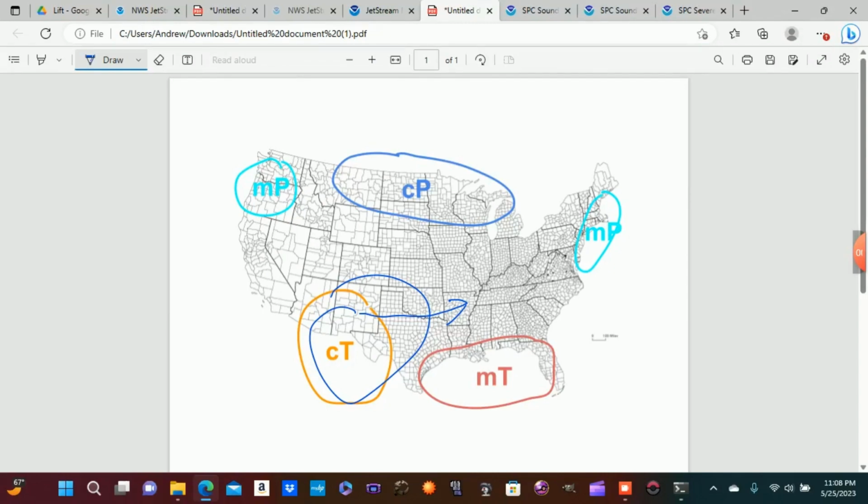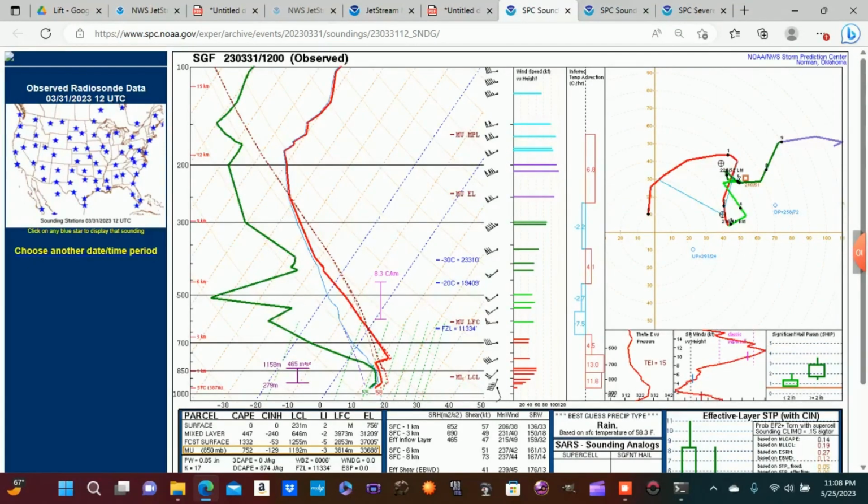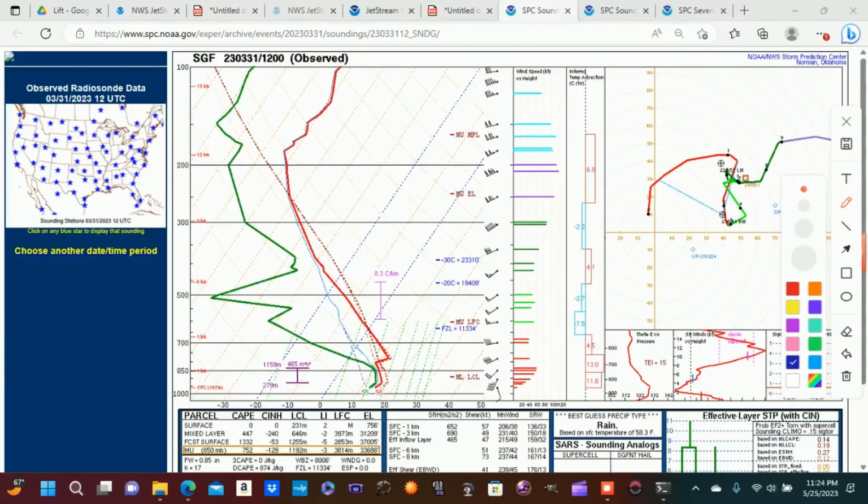I'll show what I mean on the soundings from March 31st in our case study from this year. And what I want to focus on is this layer in between 850 millibars and 700 millibars. You see a temperature inversion here, meaning the environmental temperature is warming with height, and the dew point in this layer really dries up.